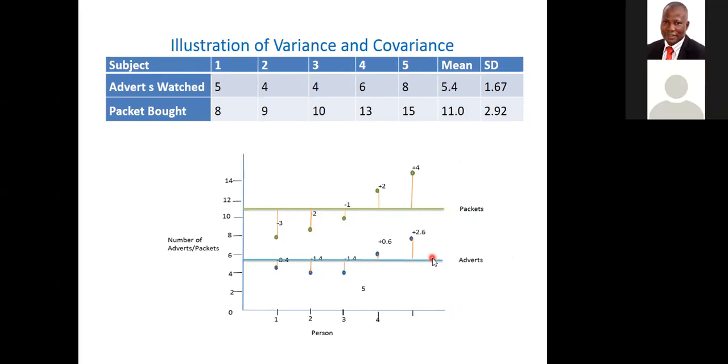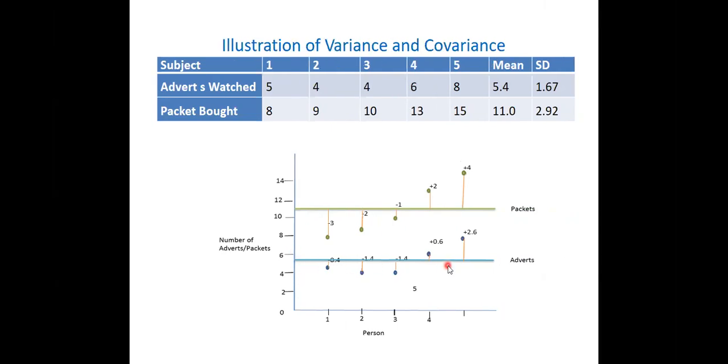You remember, for the number of adverts watched, the mean is 5.4. Can you see between 4 and 6 here? This is the mean. For the packets bought, the mean is 11, between 10 and 12 here. Because each value differs from the mean, some are above the mean, some are below the mean. So these are the points of each value. The pink, or orange, line between each dot and the mean line is the deviation. Those values above the mean are positive deviations, while those below are negative deviations. The same thing with the packets.